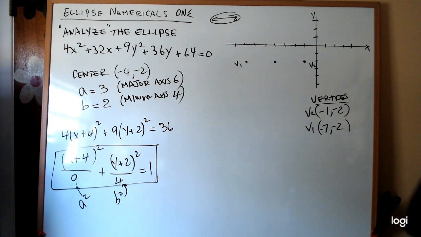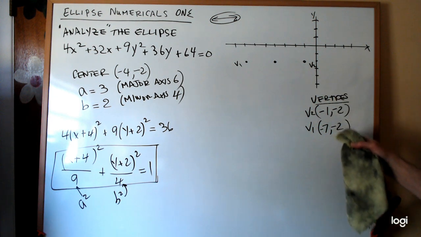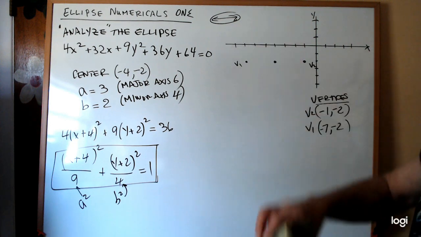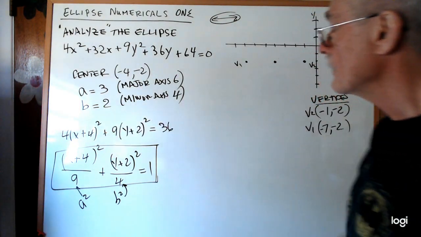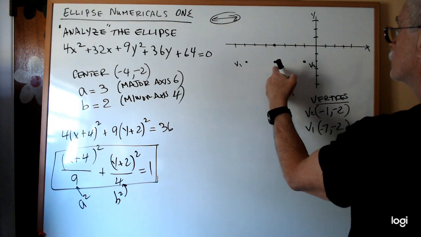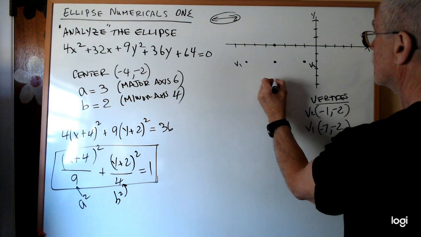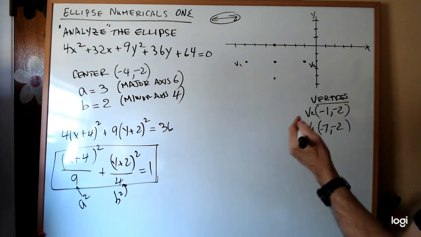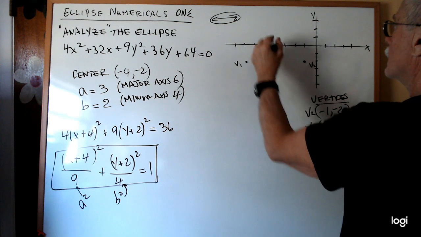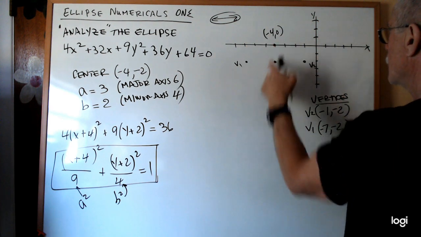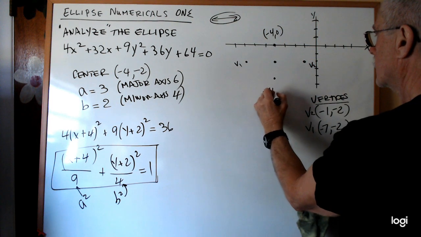So this is kind of stuff you'd have to be able to fill in. Now, in order to get the length of the minor axis, I just double this. So that means I'm going to go up 2 from the center and down 2. So if the question asks what are the endpoints of the minor axis, then it would be negative 4, 0, and this one would be negative 4, negative 4.